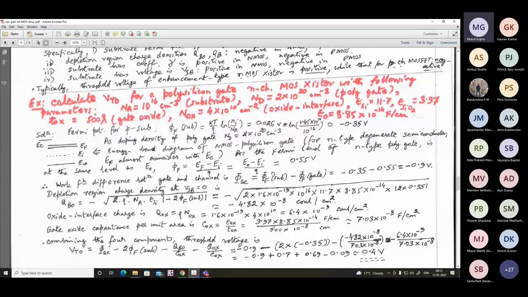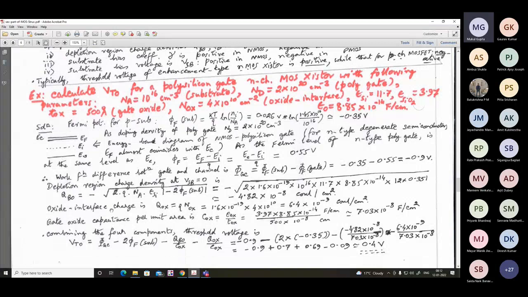So the work function difference between gate and channel, we write as phi GC. That means it is the difference of the electrostatic Fermi potential of the substrate and that of the gate. For the substrate, we have calculated it to be minus 0.35, minus 0.55, so minus 0.9. Next, the second component is minus 2 phi F. Sorry, that is minus 2 into 0.35. That is the minus 2 phi F.